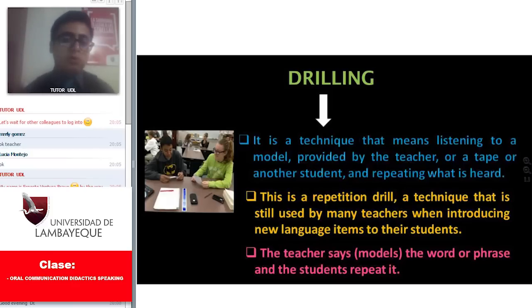So here, let me show you what drilling is. As you can read the information that is next to me, it says it is a technique that means listening to a model provided by the teacher or a tape or another student and repeating what is heard. In other words, drilling means repetition. Something that was shown before and you have to do the same. There are different kinds of drillings, but one of the most common is the repetition drill.